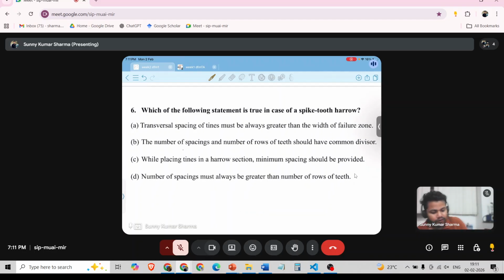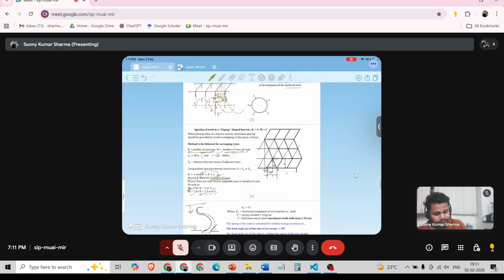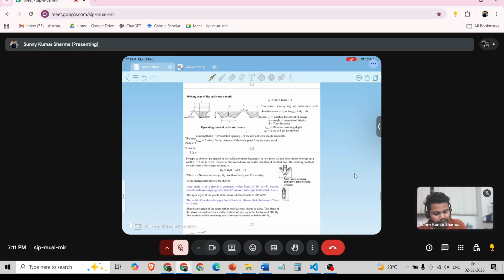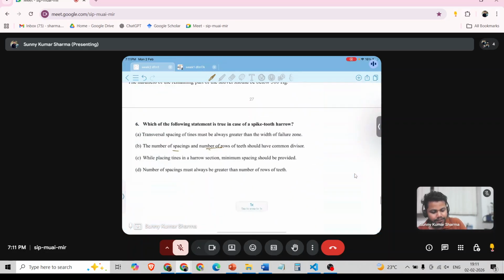See, number of spacing and number of rows. The number of spacing is k. The number of rows is m.